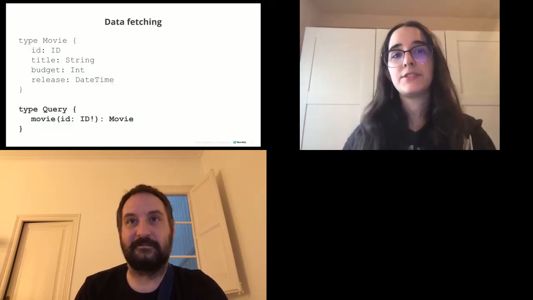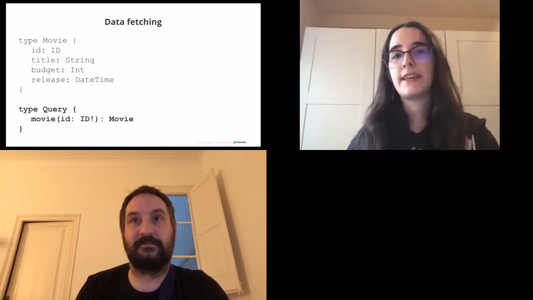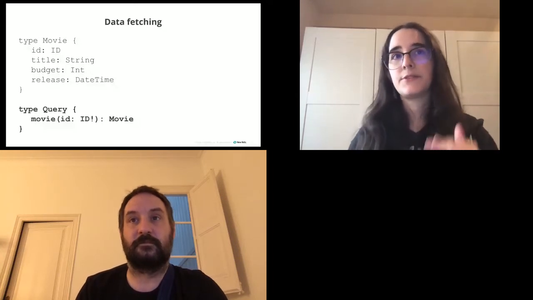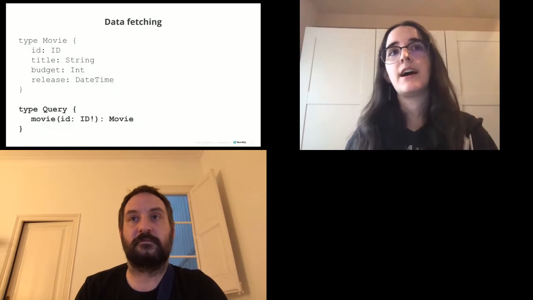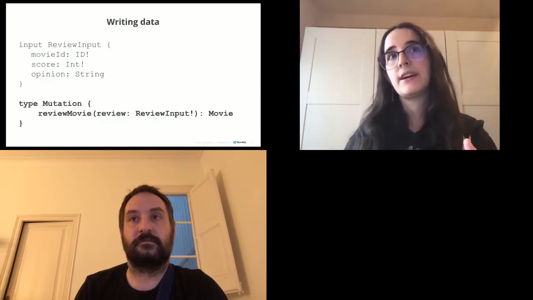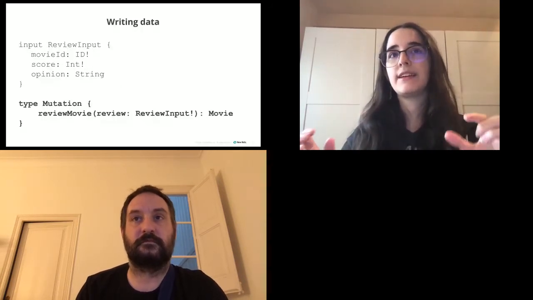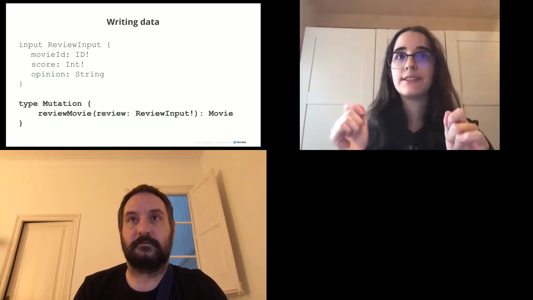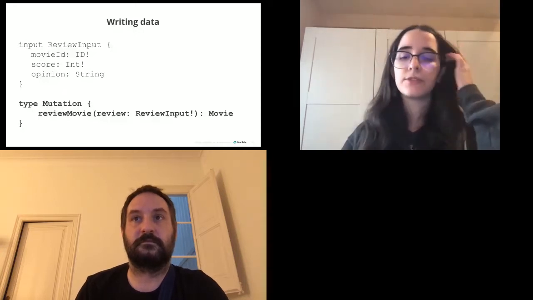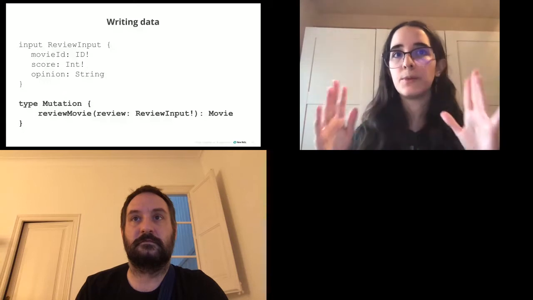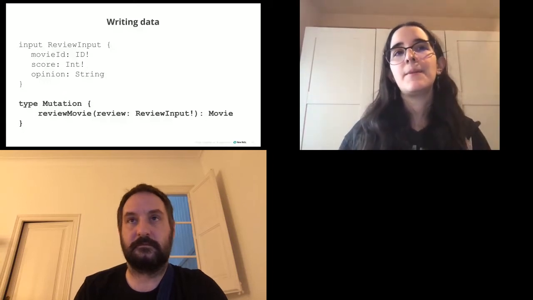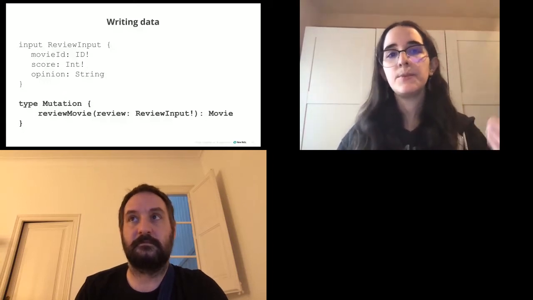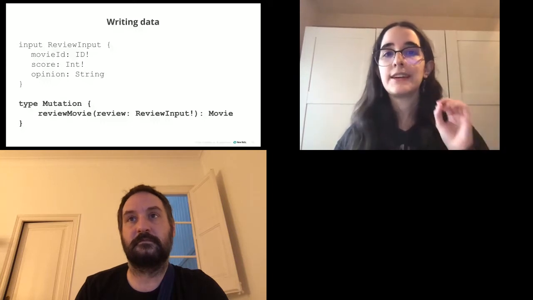And now we have a mutation, which allows us to modify data. And they run in series, one after the other. So for example, here, we can send a review for a movie, and we have the content of the review we want to send, and we can get something back as a response. So we have freedom to select all of those different things. And here you can actually notice something new that we didn't show before, which is an input type.